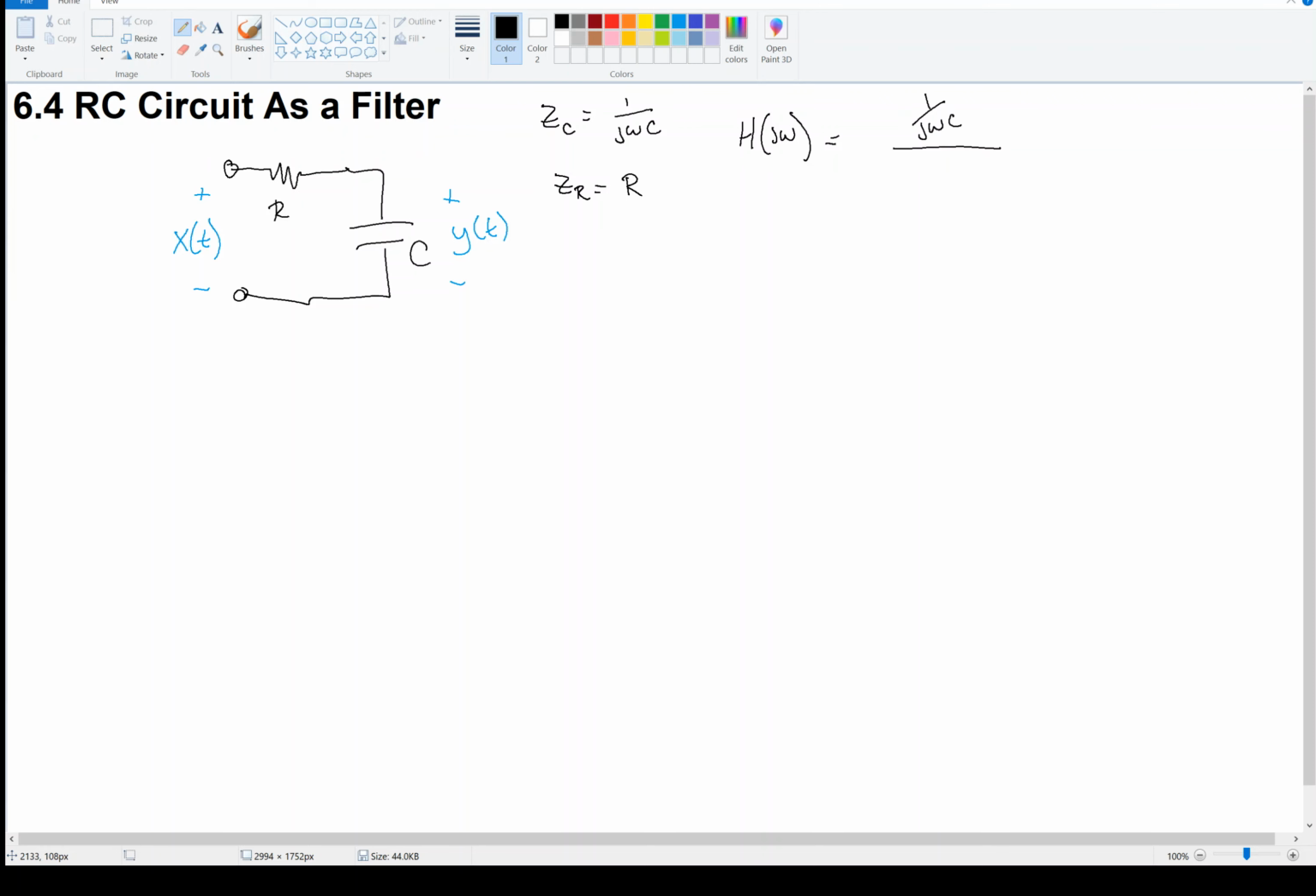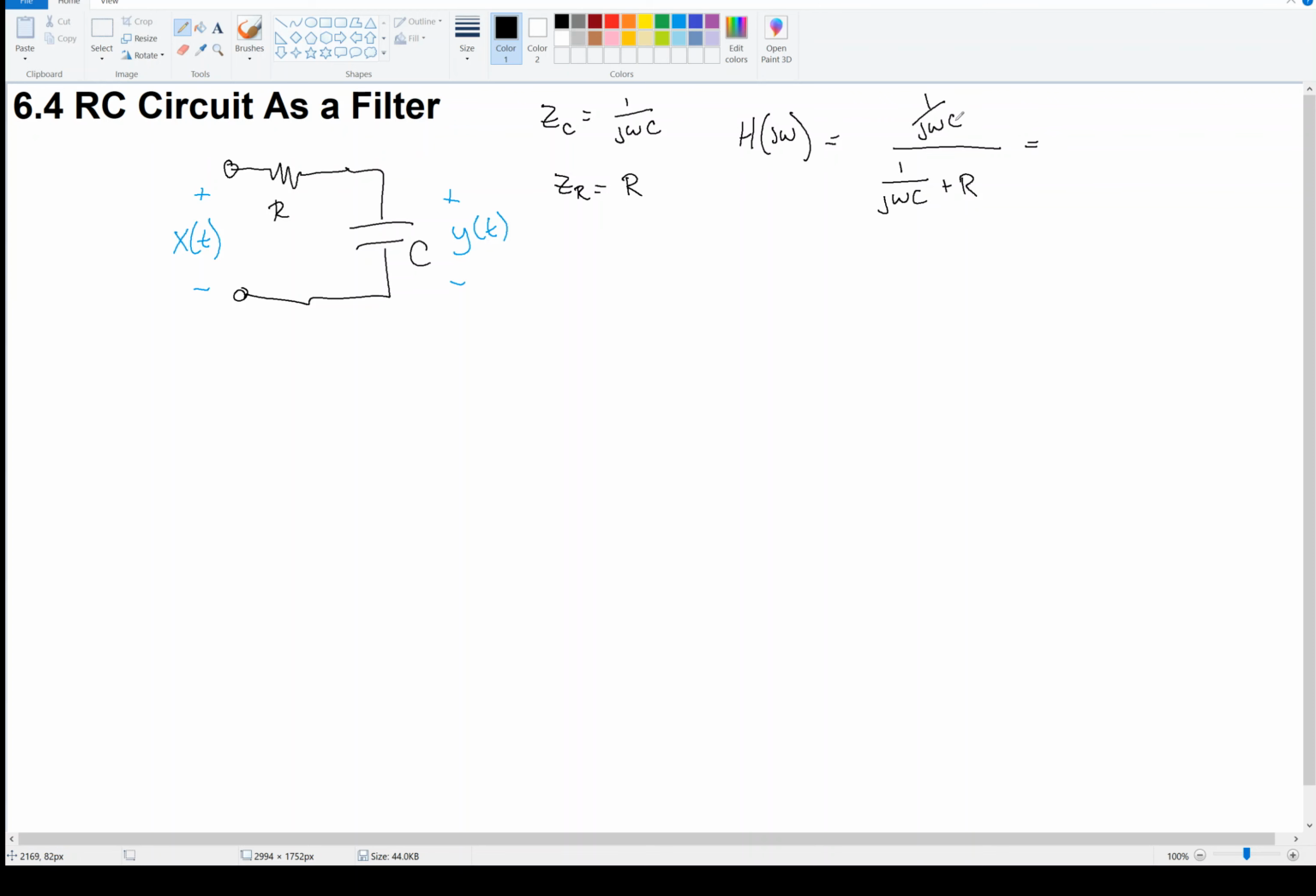So voltage division tells us that the output is related to the input by (1 over j omega C) over (1 over j omega C plus R). And actually, it turns out that that's the frequency response. So not only do you not need to know voltage division, you do not need to know why this is the frequency response. You can just take my word for that.